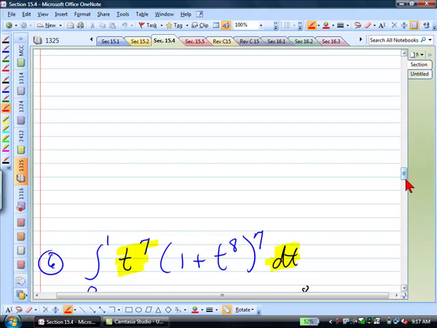Number 6. Try it on your calculator and see what you get, because this one's expecting a fraction. But let's see if we can convert it from a decimal. So put this in as the function, x to the 7th, parentheses, 1 plus x to the 8th, close. So it needs to look like that.